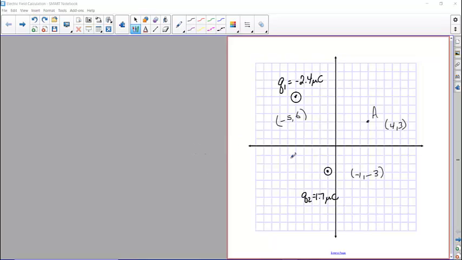Okay, so this is an example of calculating the electric field in a two-dimensional scenario. What we have is two charges, charge 1 and charge 2. Charge 1 is negative 2.4 microcoulombs, and charge 2 is 1.7 microcoulombs. We're going to assume that each one of these squares is 1 meter. So what we need to figure out is the vectors going from charge 1 to point A and from charge 2 to point A.